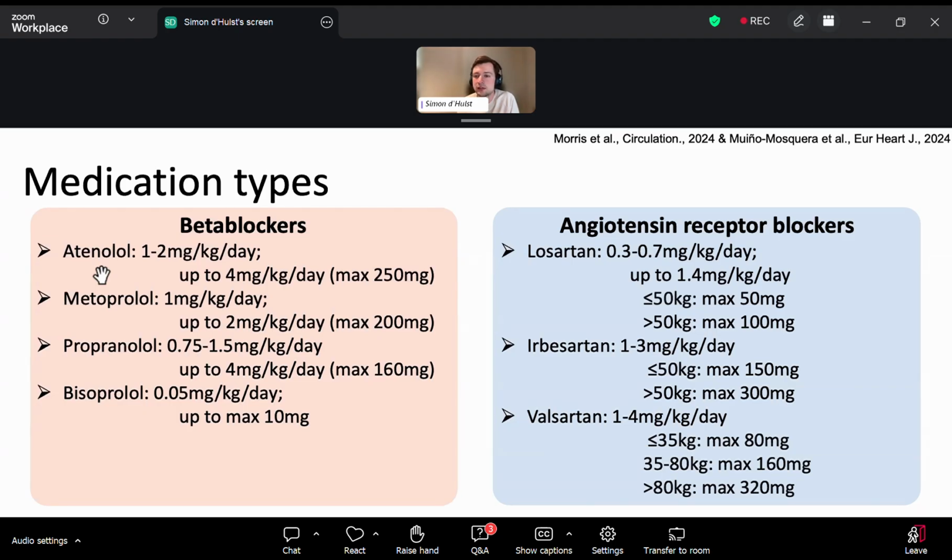The most important part, regardless of the specific choice of medication, is that these should be titrated up to the maximally tolerated dose, and this even before you start to think about dual therapy or anything. You really need to go to the maximally tolerated dose of the first medication.